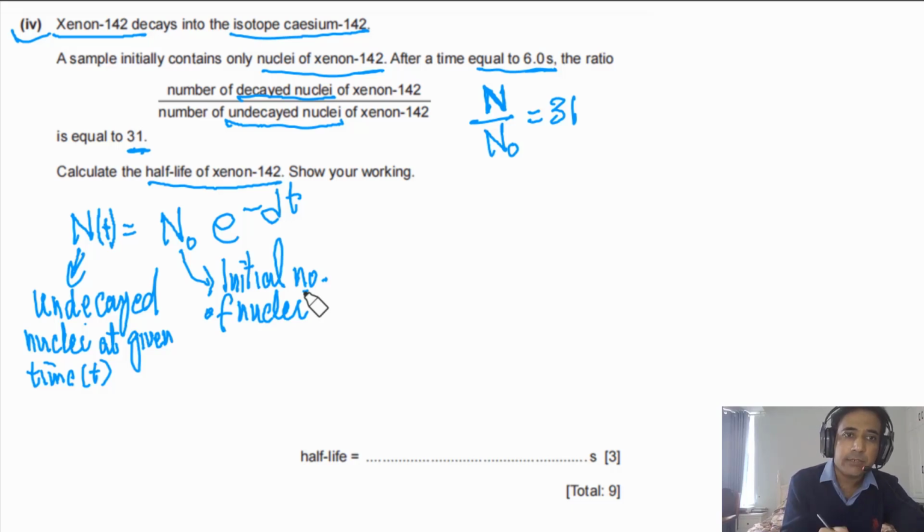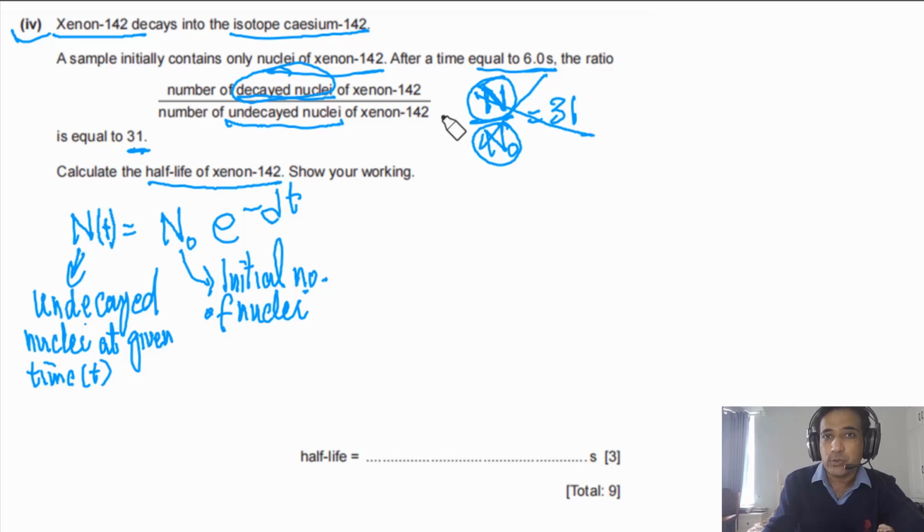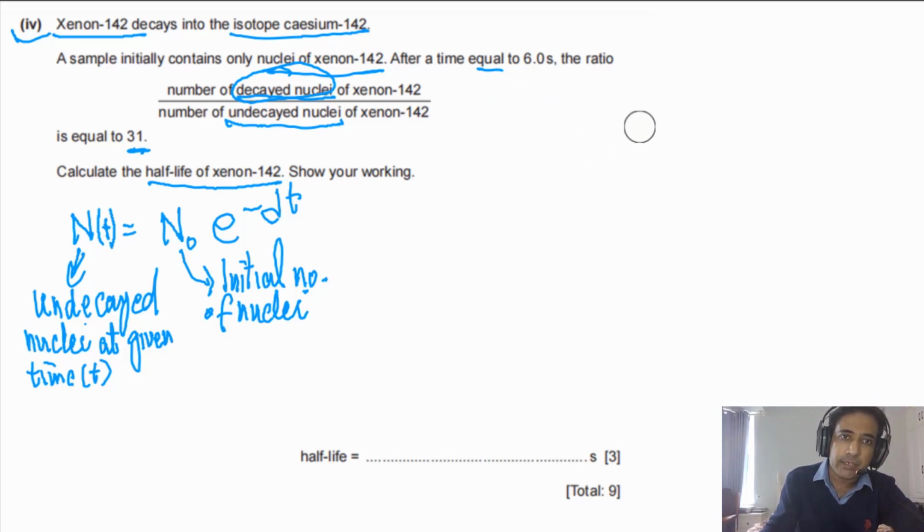Now you have an understanding of this formula, so you will not use N over N naught is equal to 31, because that is wrong. This is giving the number of undecayed nuclei. This is the number of total nuclei, and that is not what we need here; we need the number of decayed nuclei. So you will not use this one. Now your concept is clear, and we will proceed to find the answer to this question.